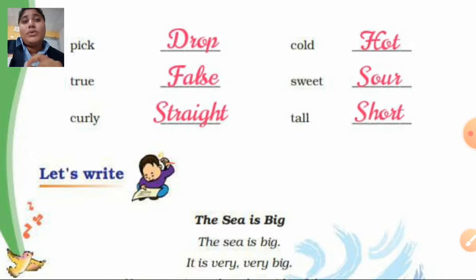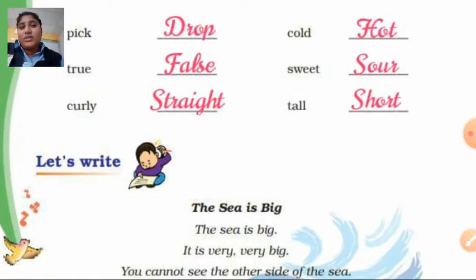Then we have tall and short. Tall means someone that has a very good height, and short means has very less height. Now, we have completed the opposite words, so let's proceed with something else in the textbook. You have to write this in your textbook.